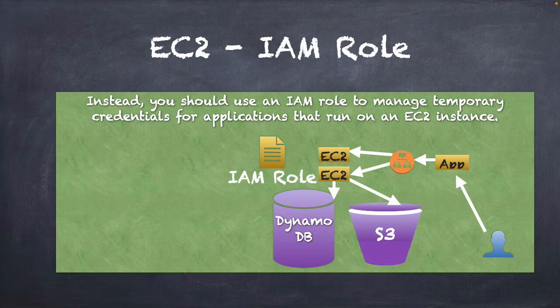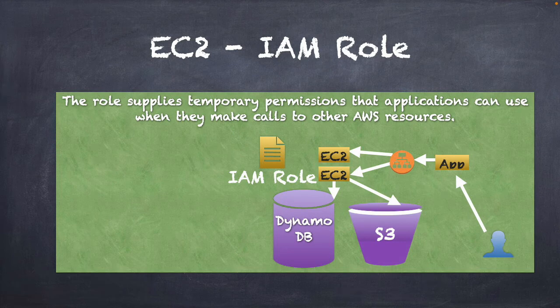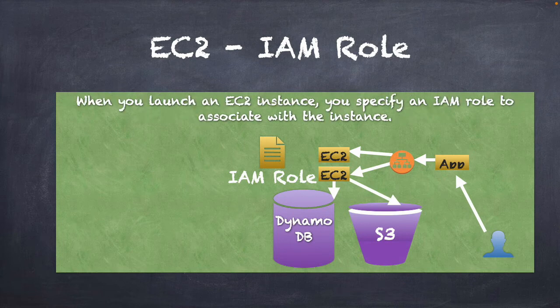So instead, you should use an IAM role to manage temporary credentials for applications that run on an EC2 instance. When you use a role, you do not have to distribute long-term credentials such as the username and password or access keys to an EC2 instance. The role supplies temporary permissions that applications can use when they make calls to other AWS resources.